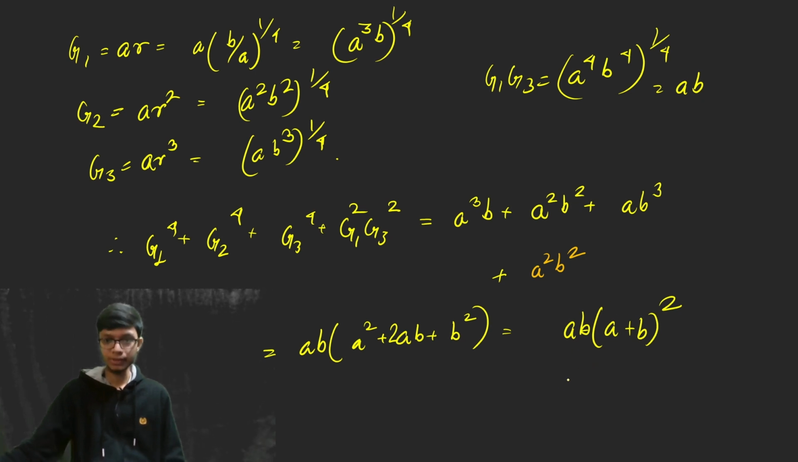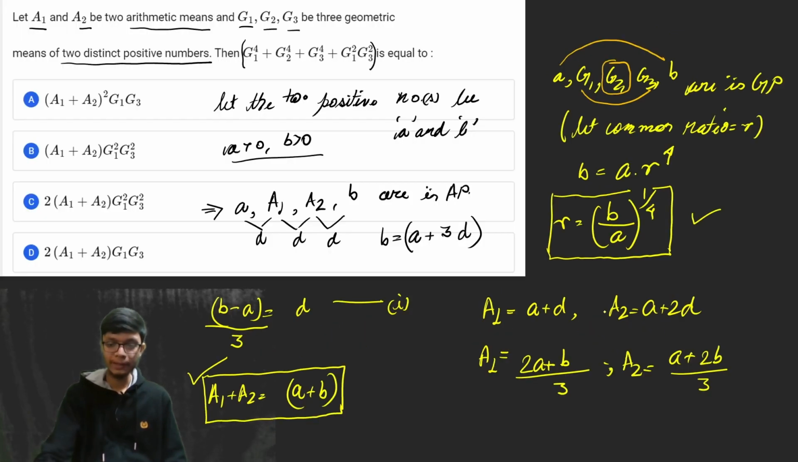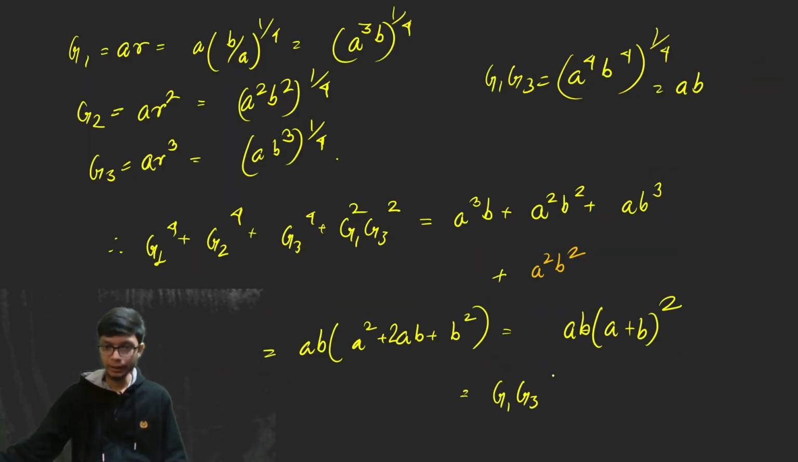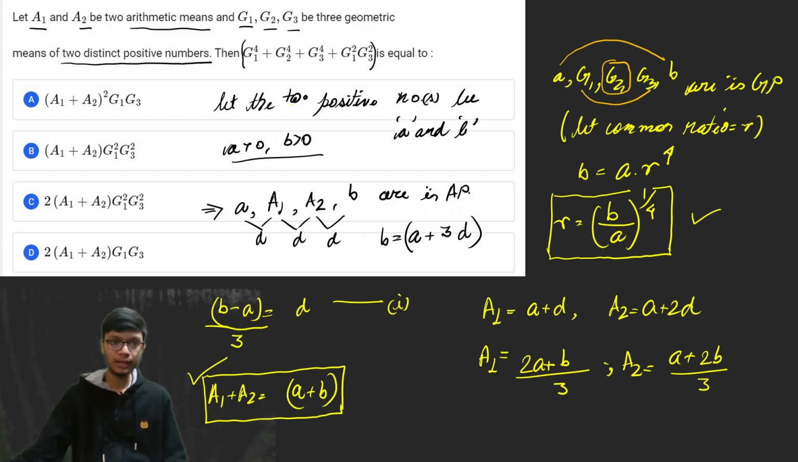Now if you remember the results, this AB is basically equal to G1 into G3, and similarly, A plus B is also equal to capital A1 plus capital A2. So that will be multiplied with capital A1 plus capital A2 whole square. So I hope you will get the expression that is basically asked in the problem in terms of G1 and G2. So this result is equal to option number A. If you have solved this particular problem yourself, you must have got the answer as option A. Alright, so this is a fairly simple problem, but again a tricky problem.